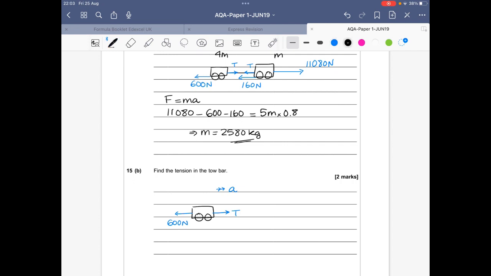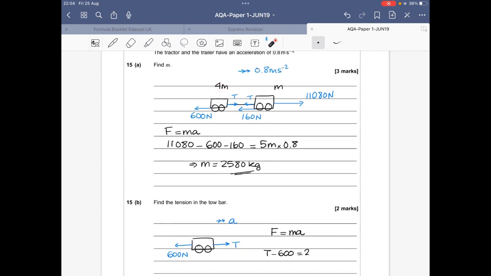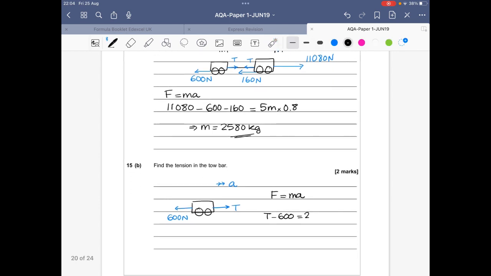If I apply again the equation of motion, force is mass times acceleration, my resultant force is going to be T minus 600. T comes first because it's moving that way, so this one is greater than this one. The mass that I know now, m is 2,580, but remember the mass of the trailer is 4m. So the mass of the trailer is 4 times this value, which is 10,320 kilograms.